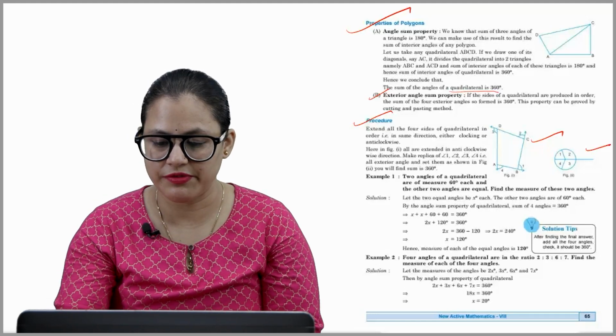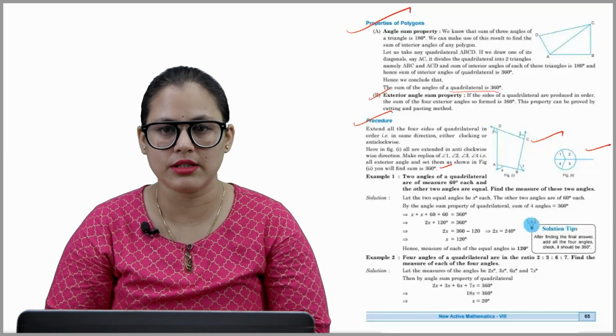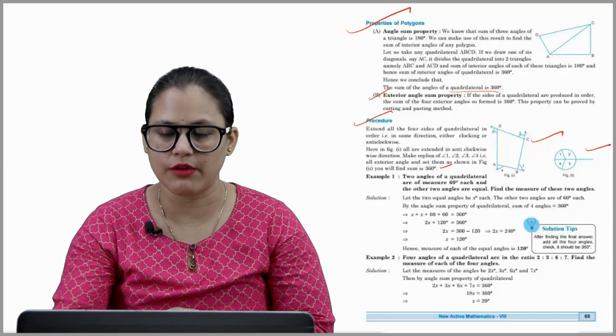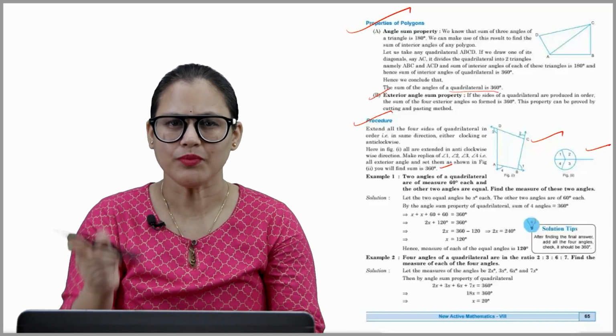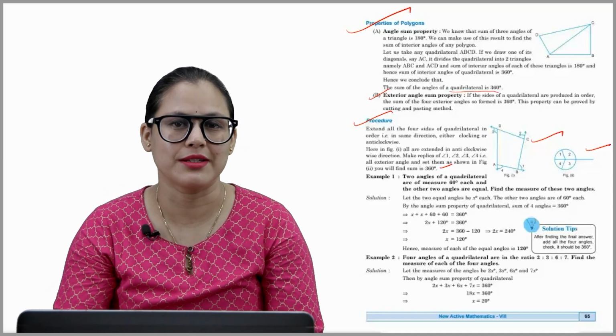So what will we find? We will find the sum is 360 degrees, because if you look at it carefully, it is a circle, and a full circle is 360 degrees, right?